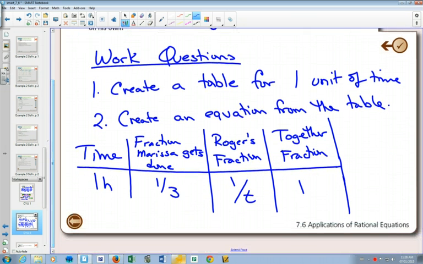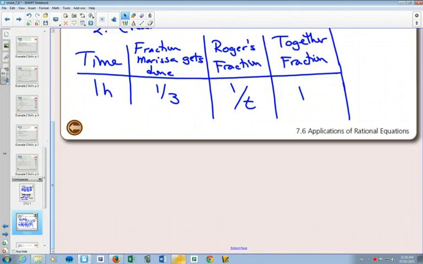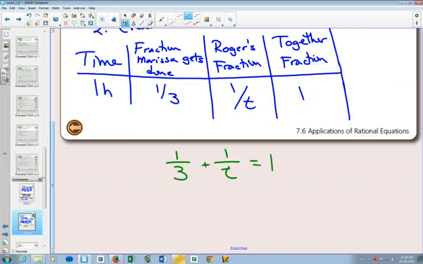And it'll always be that this fraction plus this fraction has to equal what they do together, right? Because this plus this is together. So we can write our equation from this, 1 over 3 plus 1 over t equals 1. Which you can make 1 over 1 if you want a fraction.